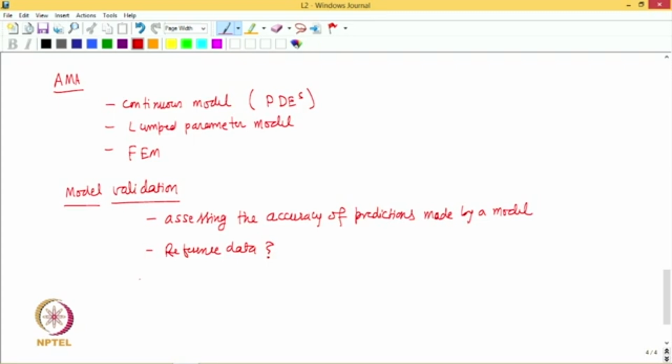So the output of experimental modal analysis can be used, and in fact it is used, to validate spatial models.